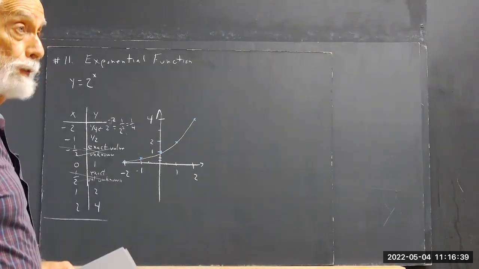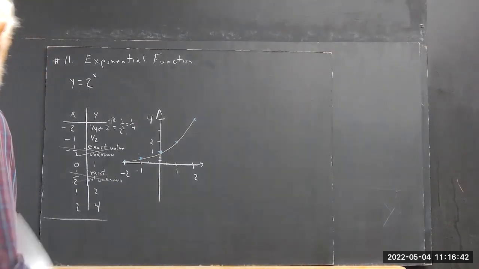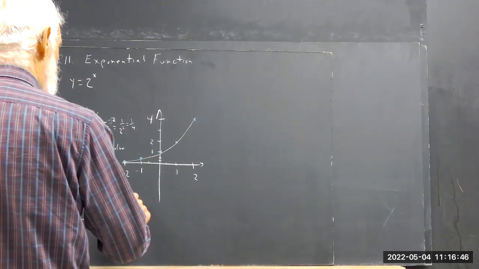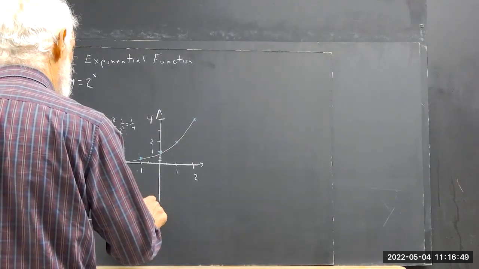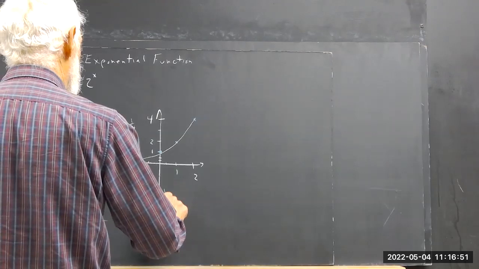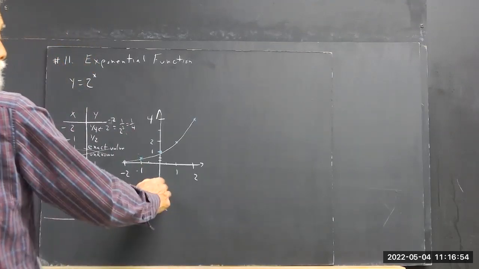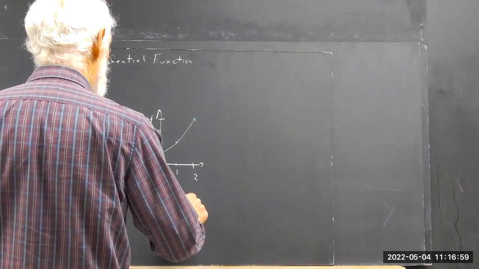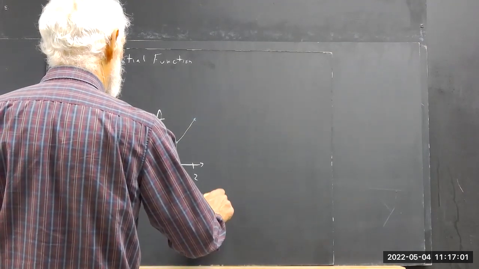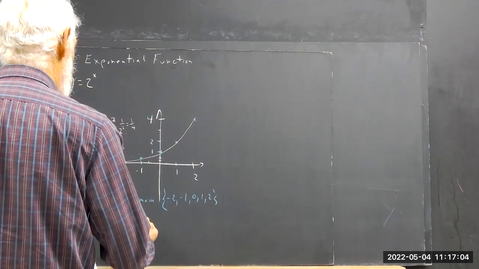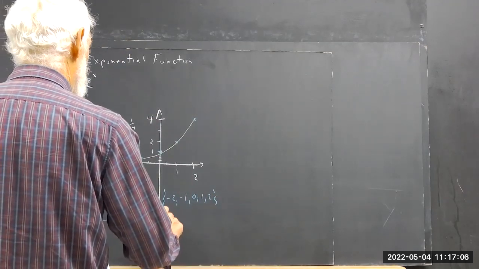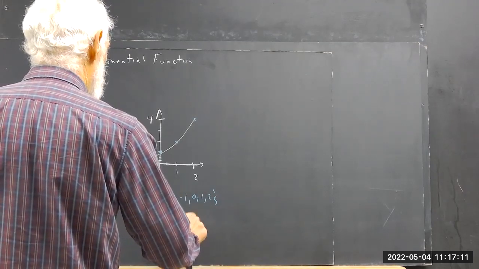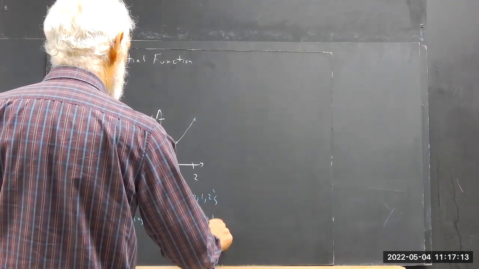And then it does ask what the domain is. Okay. So I'm going to write the domain as a set. This set, we use braces to list the elements of this set. It consists of -2, -1, 0, 1, 2. And the range consists of your y values, 1/4, 1/2, 1, 2, and 4.